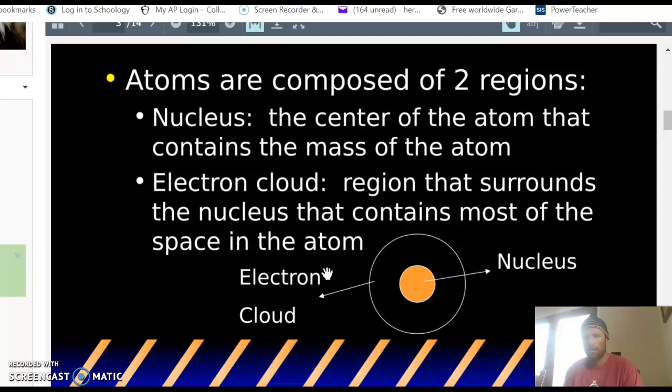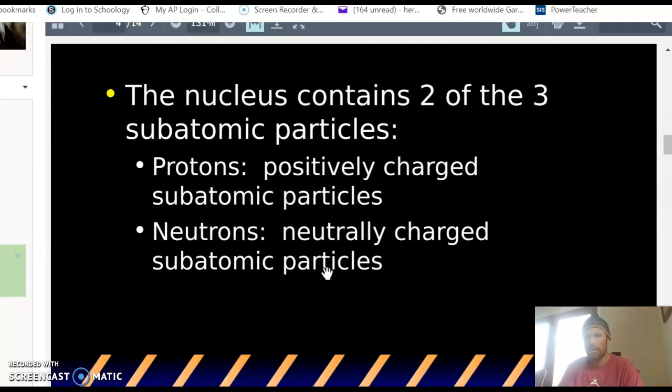An important idea here is the electron cloud is mostly empty space. Therefore, the nucleus contains most of the mass and the density of the atom. In the nucleus, we have subatomic particles that live there, namely protons and neutrons. And you need to know, protons are positively charged subatomic particles that have a mass of 1. Neutrons are neutral, so they carry no electric charge, and they do have mass, however, of 1 as well.